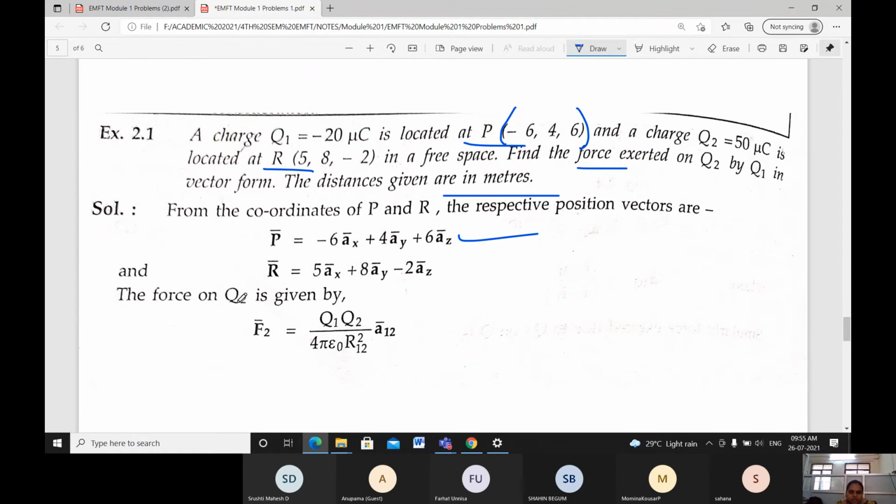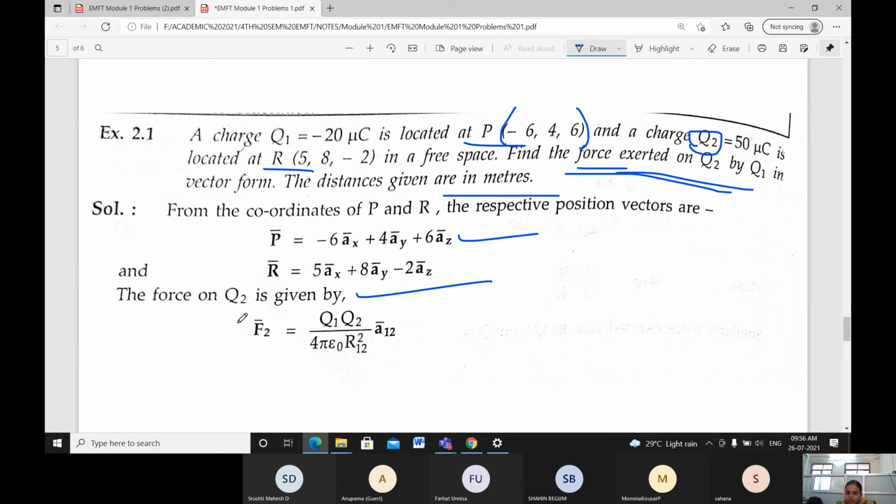Then the force on Q2 is given by, observe here, what is asked of us? Find the force exerted on Q2 by Q1. This you have to observe and understand thoroughly. Then what equation you have to write, then you will be ending off.